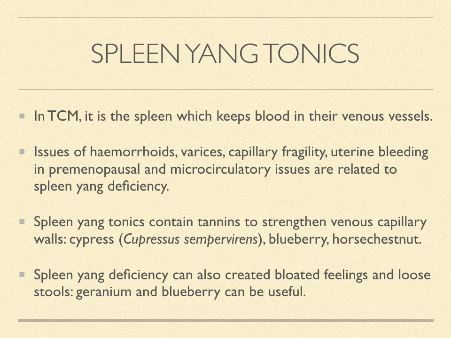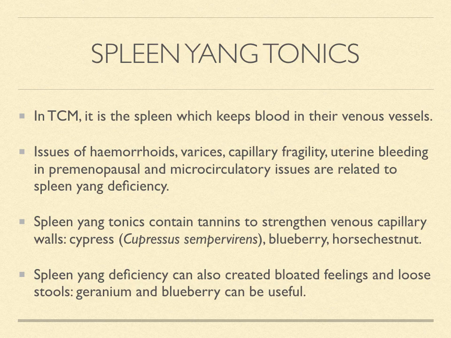So issues where blood extravasates or comes out of the vessel in TCM always have to do with a spleen yang deficiency. So if a person comes to you with hemorrhoids, bleeding hemorrhoids, varicose veins or varices, capillary fragility like spider veins on their legs or on their face or rosacea, premenopausal uterine bleeding, or other microcirculatory issues like macular degeneration in the eye, these would all be related to spleen yang deficiency.